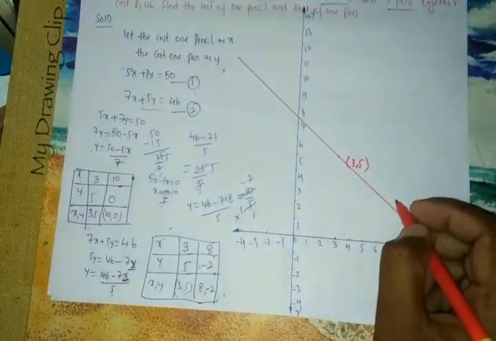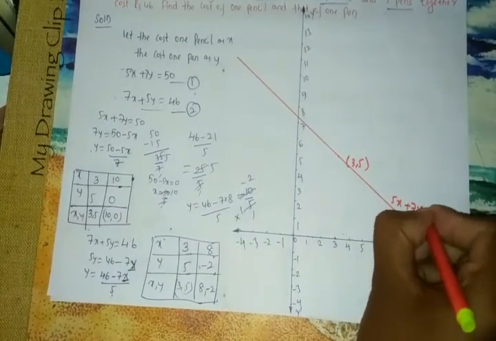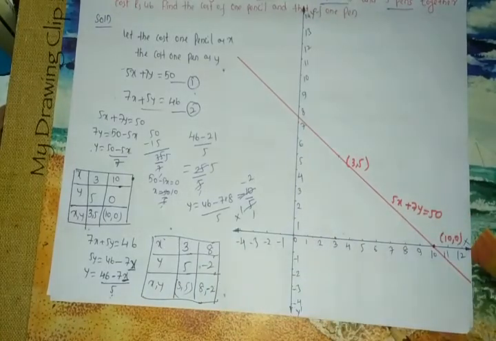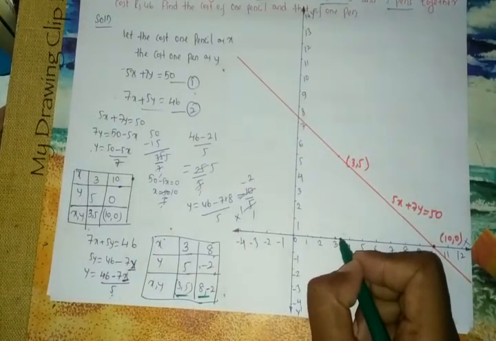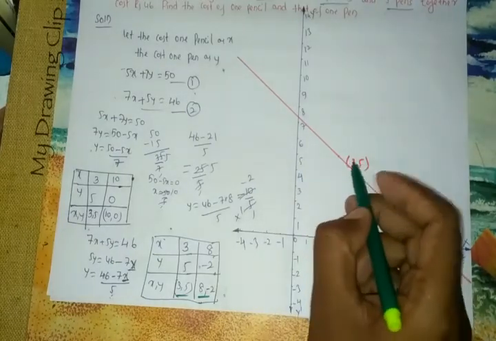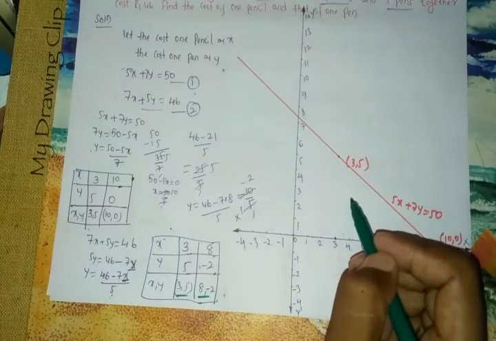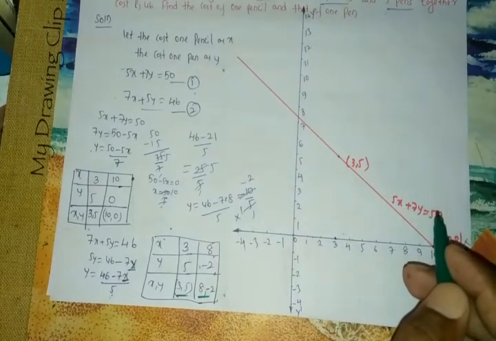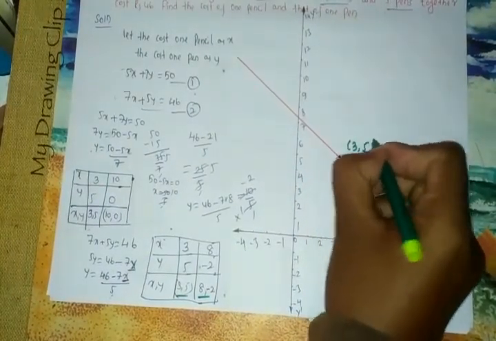This line is 5x plus 7y equals 50. Similarly, represent equation number 2, which has points 3 comma 5 and 8 comma minus 2. When x is 3, y is 5. This is 3 comma 5.